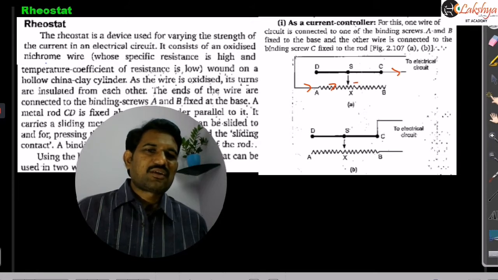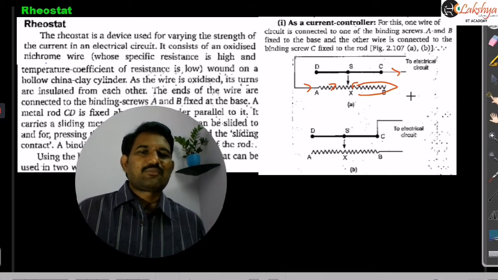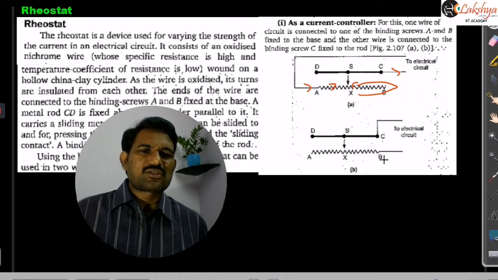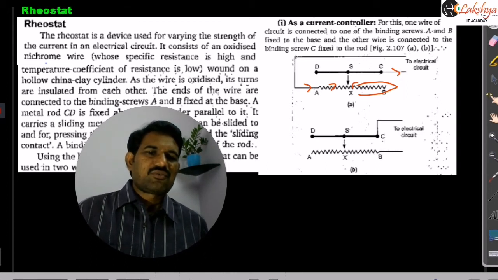From X to B, there is no current here. There will be current only from A to X. Then it will flow through this conducting part like this, or you can also give the connections like this. That means if a current is entering here, it will flow only along this path, and then it will come out of the circuit like this.